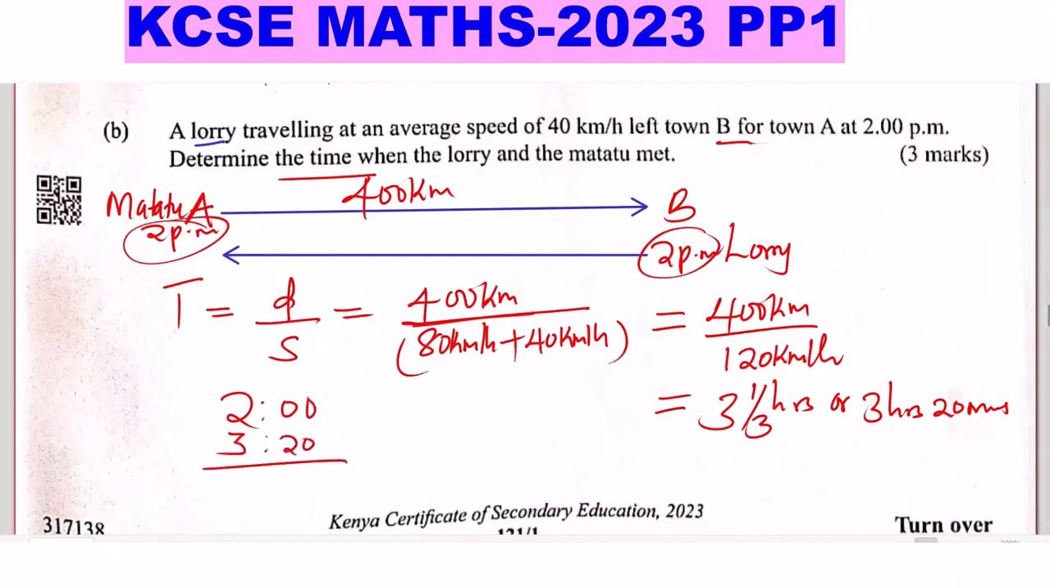Here, whichever you use, we'll use the lorry. Matatu is still okay. So this will give 5:20 p.m. or 17:20 hours. That is the time the lorry and the matatu met.